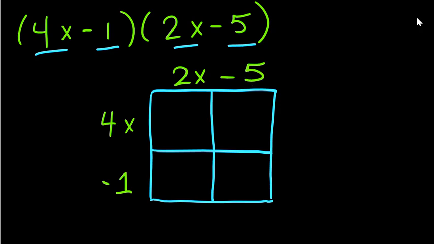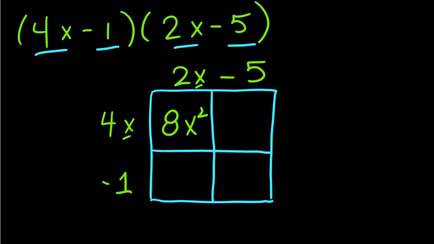Let's go one term at a time right now, and you guys can help me out. What am I going to get in this first box? What will I get from multiplying 4x times 2x? What am I going to get there? Okay, so 4 times 2 is 8, and x times x is x squared. We should have gotten 8x squared in that first box.